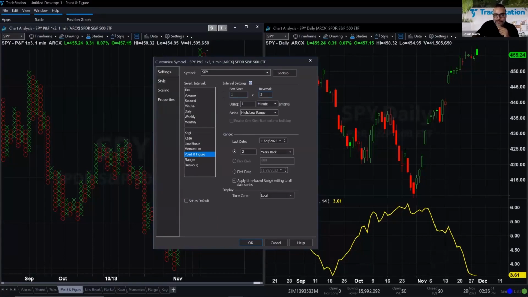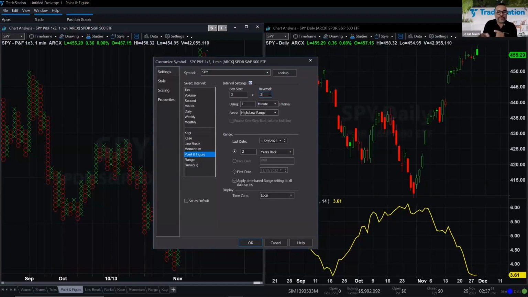But if I change the box size to 3, then what I'm saying is that I'm monitoring a 9-point movement, because 3 times 3 is 9. I'm monitoring a 9-point movement in order to switch from a column of X's to a column of O's, which is a significant jump.